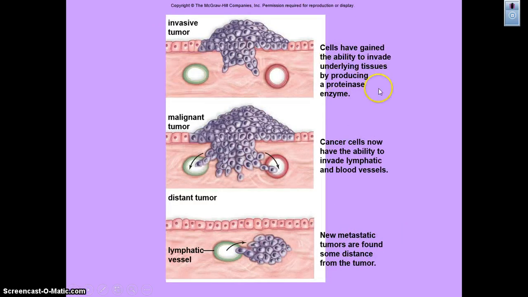The cells gain the ability to invade underlying tissue, so it's not any longer just an epithelial issue. It goes down below the epithelium and produces a proteinase enzyme. And these cancer cells now have the ability to invade lymphatic and blood vessels. And the blood vessels, of course, are your circulatory system. Your lymphatic vessels are the ones that help with your infection fighting. And this travels all throughout your body.